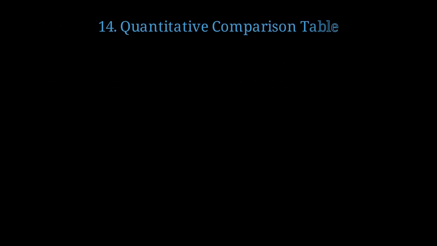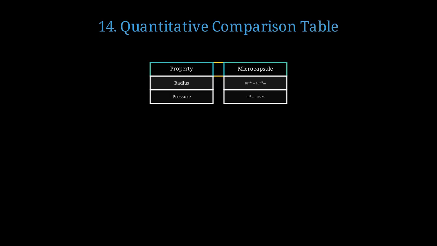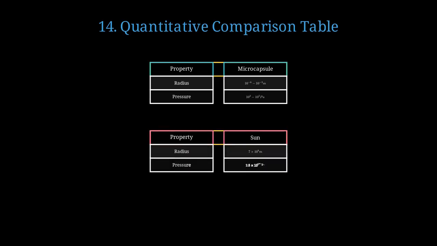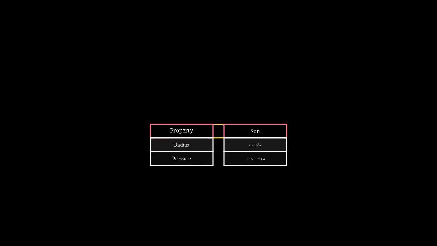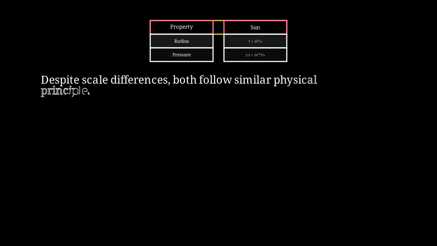Let's directly compare numerical values between microcapsules and astronomical objects. This comparison table shows that microcapsules have radii from micrometers to millimeters, and pressures in the hundreds to hundreds of thousands of pascals. The Sun, by contrast, has a radius of 700 million meters and central pressure of 2.5 times 10 to the 16 pascals. Enormously different scales, but similar physics. Despite vastly different scales spanning more than 14 orders of magnitude, both systems follow remarkably similar physical principles.